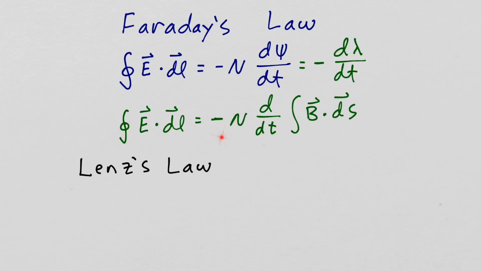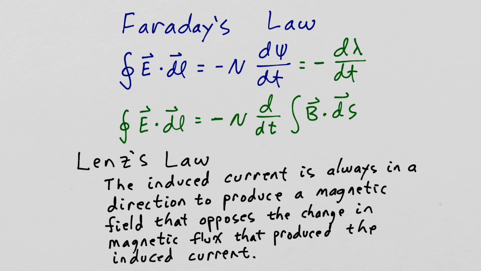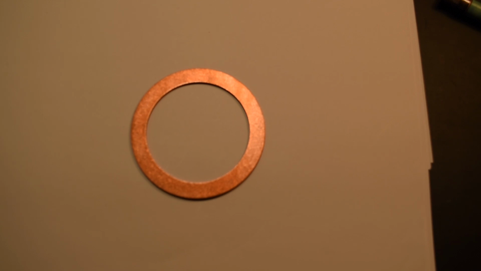The correct interpretation of this minus sign is often stated as Lenz's law. The induced current is always in a direction to produce a magnetic field that opposes the change in magnetic flux that produced the induced current. Let's look at how to think of Lenz's law.